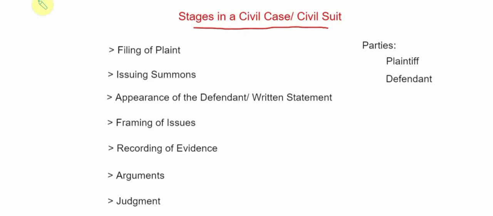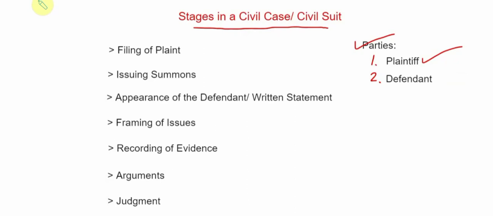Okay, to start with, we'll look at the parties. So in a civil case, there are two parties. Number one is the plaintiff, number two is the defendant. The plaintiff is the person who is going to file the case, who is the affected party, or who claims that there is an injury caused to him. So the defendant is the person who is going to respond to all these allegations by the plaintiff. So he's the one who's going to defend his case. That's why he's called the defendant.